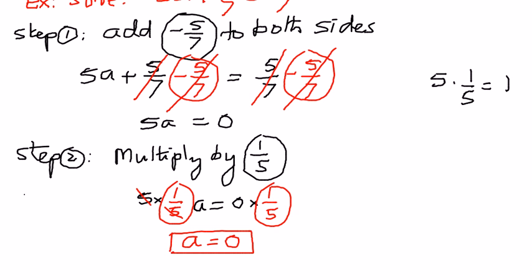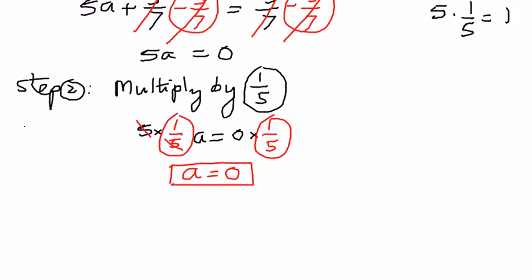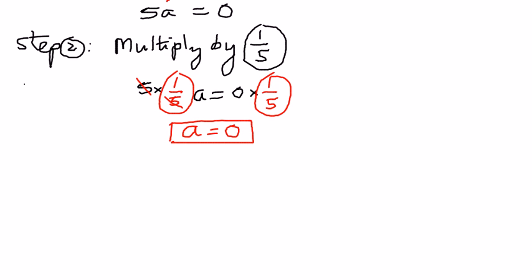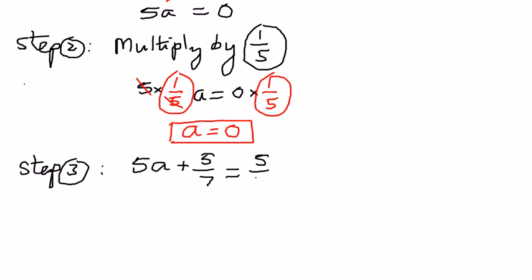Right? So how do we check our work? Step number 3. We will substitute this back into the original equation. The original equation is 5a plus 5 over 7 is equal to 5 over 7. So the value of a was 0. 5 times 0 plus 5 over 7 is equal to 5 over 7.